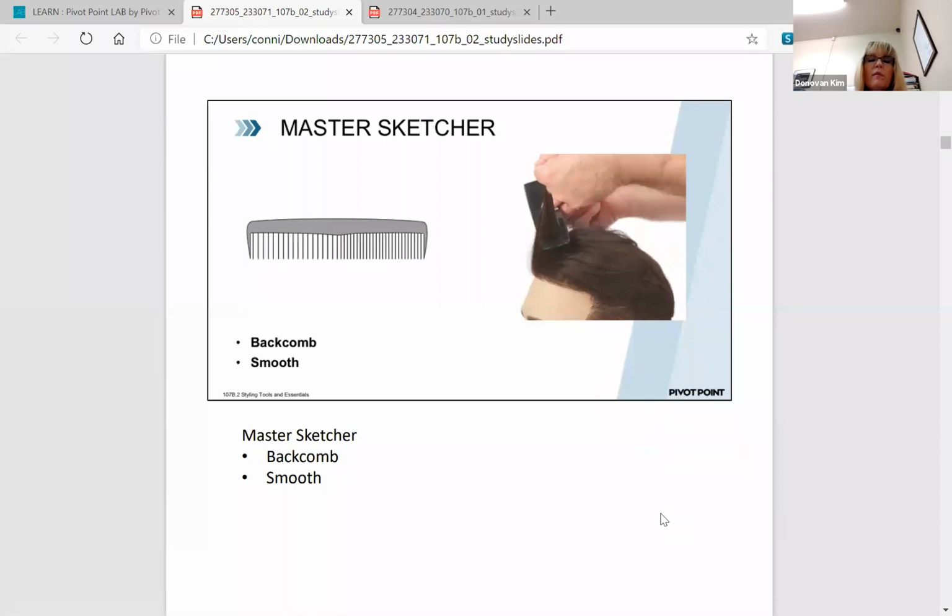This is what Pivot Point calls a master sketcher. It's a very large comb, works good for long hair. It's what they say for back combing and smoothing. It's a big comb.